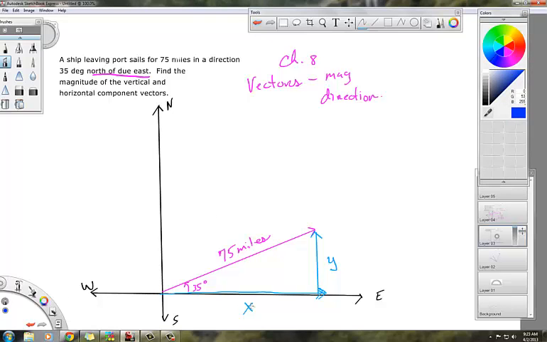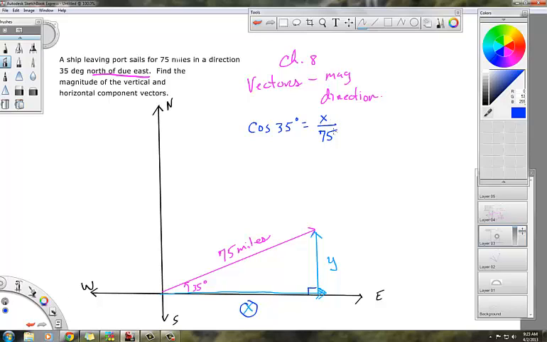If I'm going to find X first, from this angle, 35 degrees, that's the adjacent side. It's just basic right triangle trig. This is, in fact, a right triangle. So this is X, being the adjacent side, and this is the hypotenuse. Adjacent and hypotenuse all day long is the cosine. So the cosine of 35 degrees is X over 75.